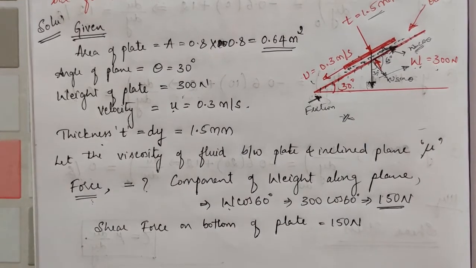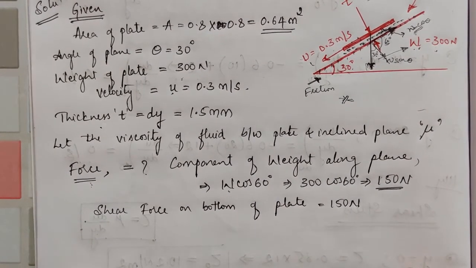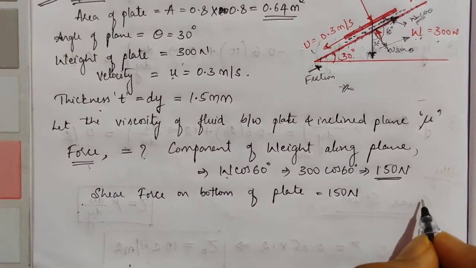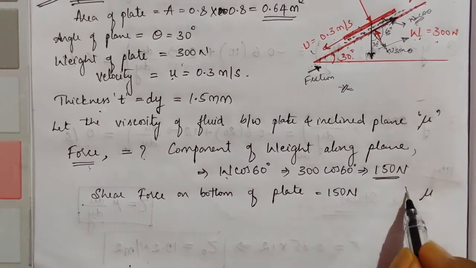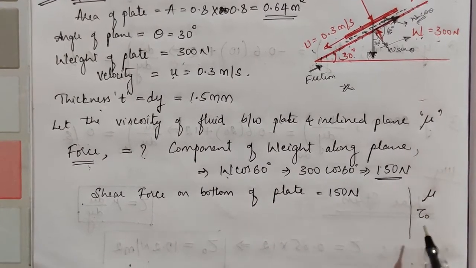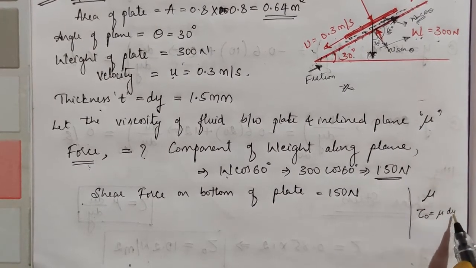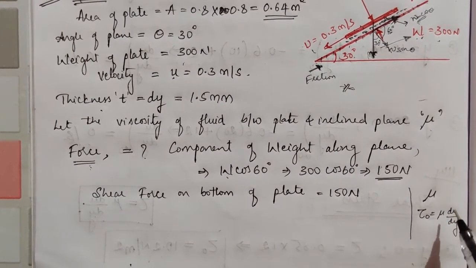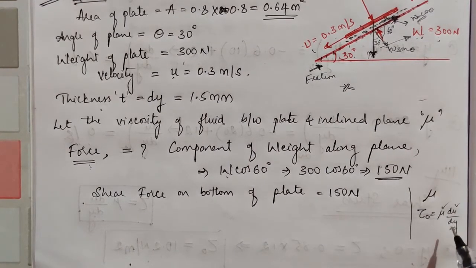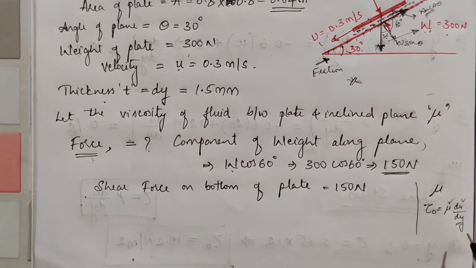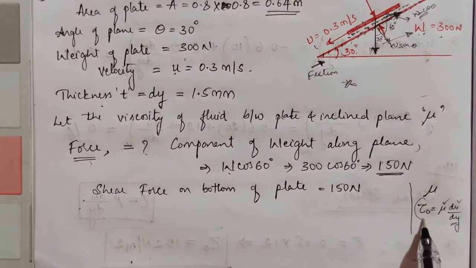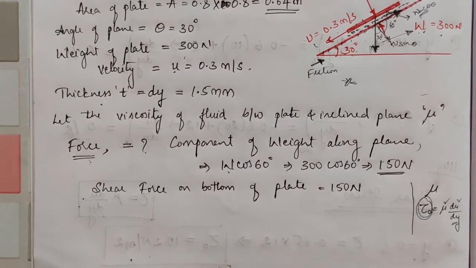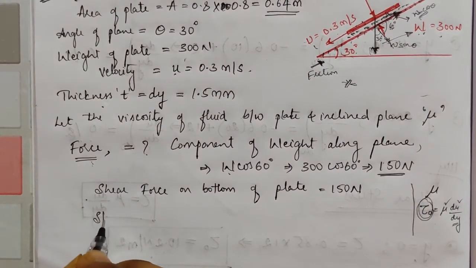150 Newton. Okay. Now what do we need to find? We need to find mu. And what formulas do we know? I know one formula with regard to this chapter, that is shear stress is equal to mu into du by dy. Okay, I need to find this. I don't know this, I know this. So this formula we are not getting, but when I go to the definition of shear stress, what is the definition of shear stress?